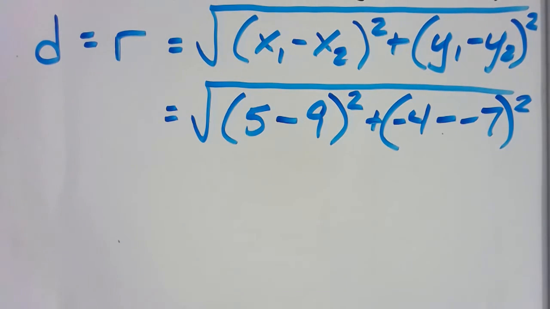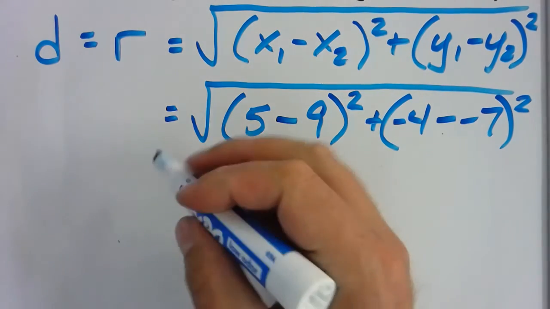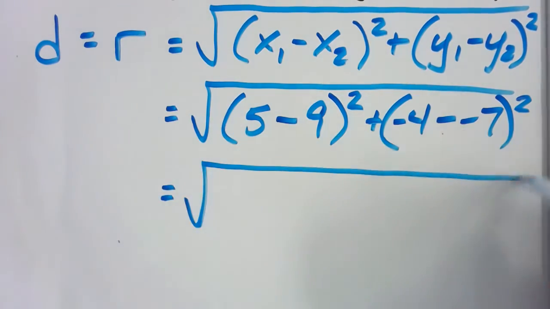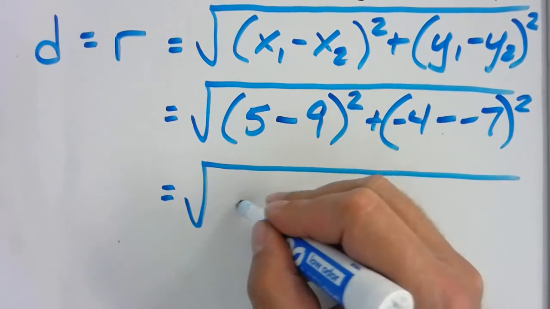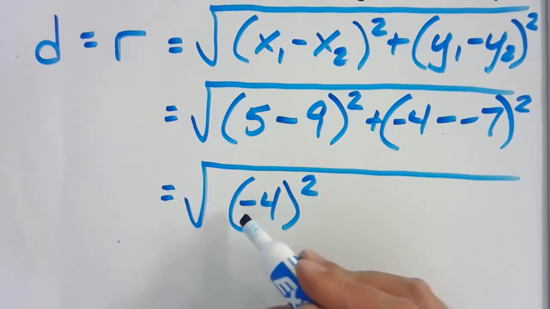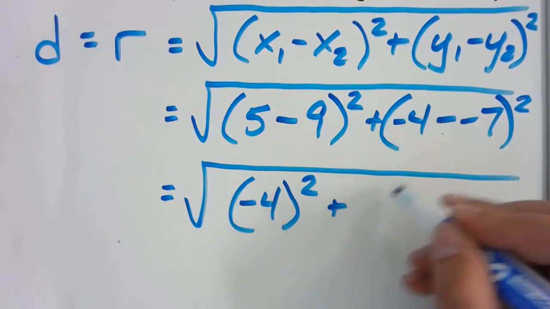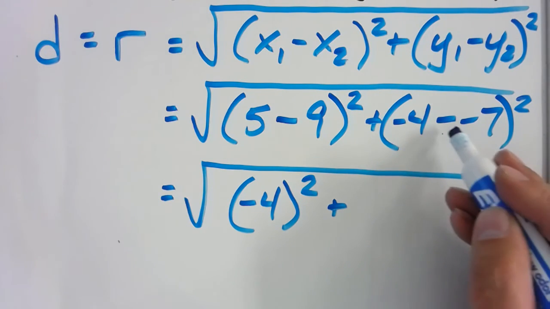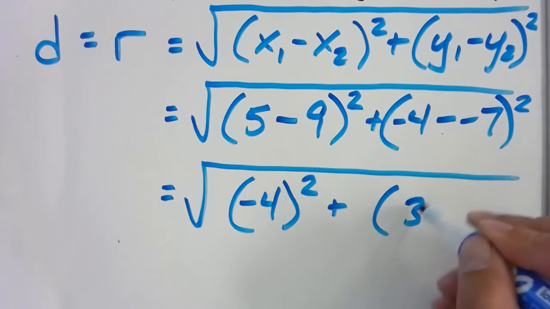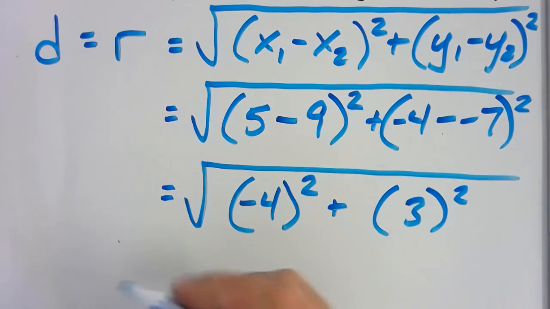All right, at this point now it just becomes the calculation part. Do your order of operations. PEMDAS dictates that I do the parentheses first, so let's do that. 5 minus 9 is -4. Don't worry about that negative. When I ultimately square it, that negative is going to go away. And then -4 minus a -7, this now turns into plus. So -4 plus 7 gives me +3 squared.